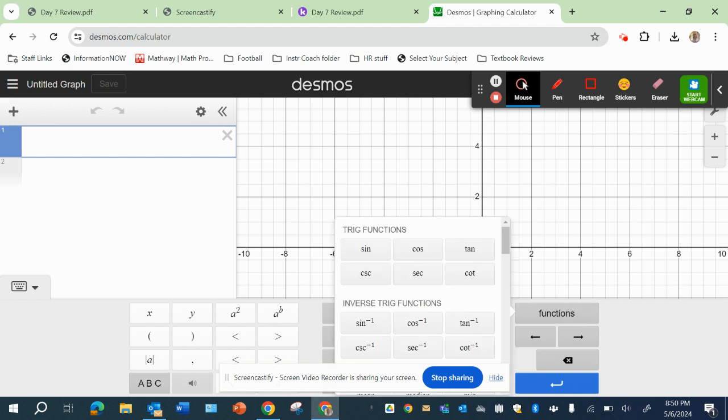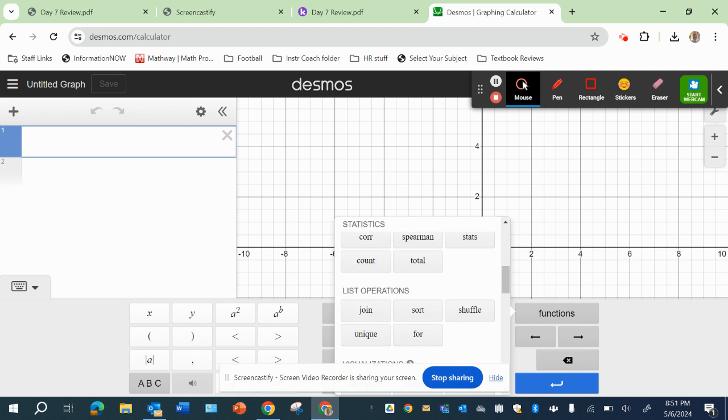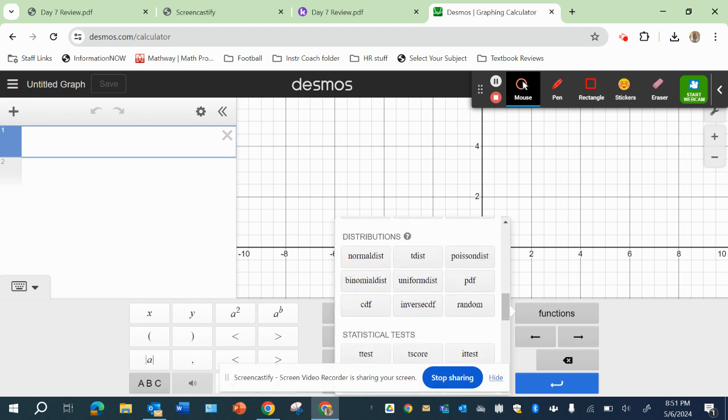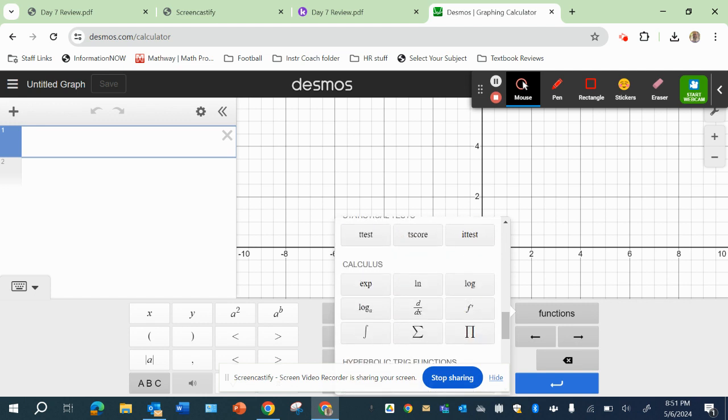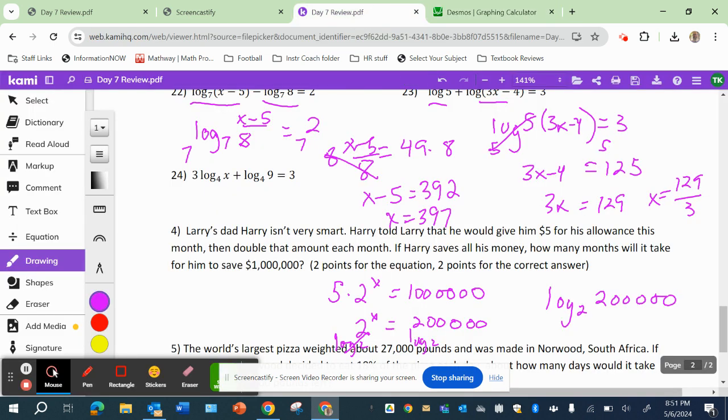I think it's under here. Log base 200,000 divided by log of 2. So it tells you the time 17.6. So that's a change of base formula.